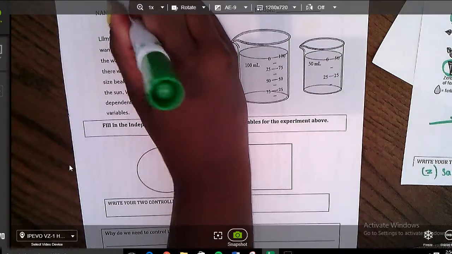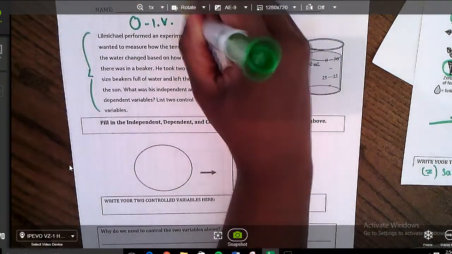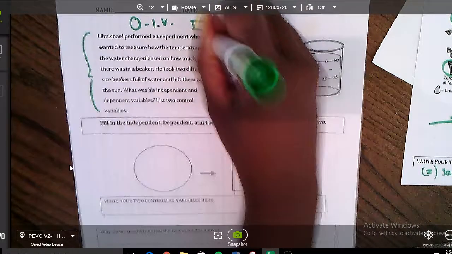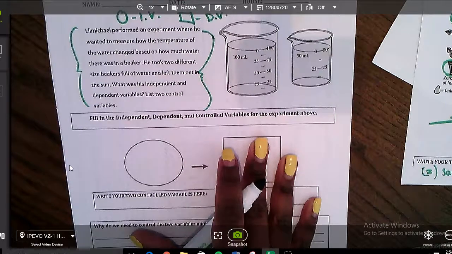Right now, I want you to circle the independent variable in the text, and I want you to put a square around the dependent variable in the text. Go ahead and take 10 seconds to do that right now.